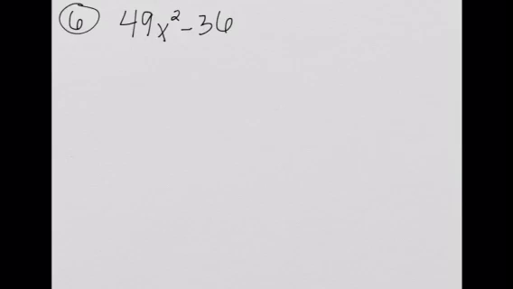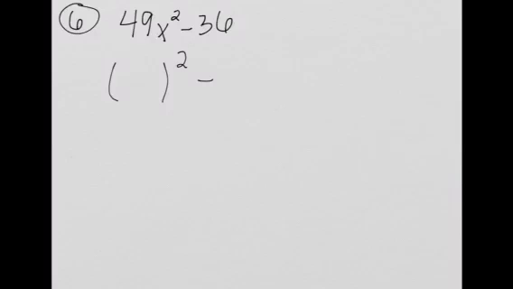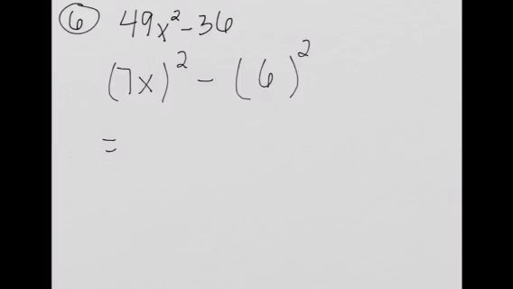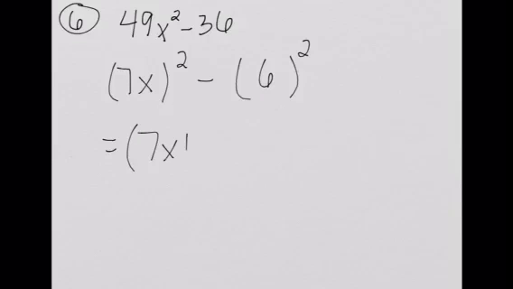Alright, number 6 here. We have 2 terms, and we really only looked at one method with 2 terms, and that was difference of squares. So what we're trying to do here is write this up as something squared minus something squared. What can I put inside the parentheses that, when I square it, will give me 49x squared? That would be 7x. And over here, what can I put inside parentheses that, when I square it, gives me 36? That would be 6. And so that's it, written in difference of squares form, and now I remember that just factors into 7x plus 6 times 7x minus 6. And there's our factored form for number 6.